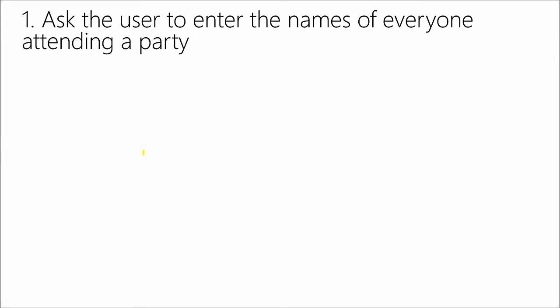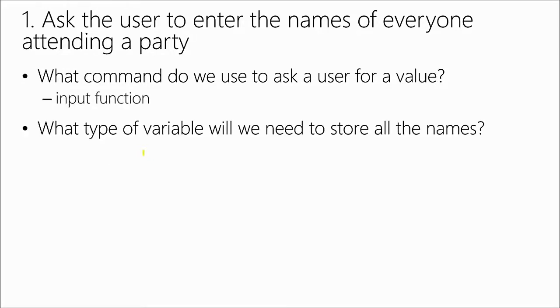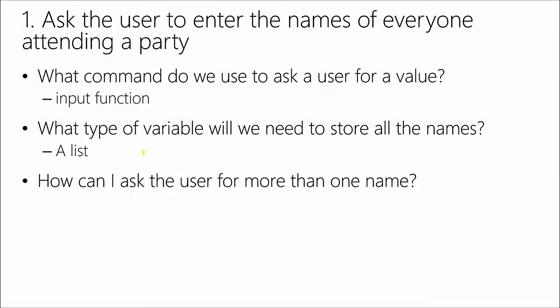And then you can think, well, I know you guys out there already know how to ask a user to enter values. That's going to be the input function. And what type of variable do we need to store the values? Because we have multiple names to store, we're going to need to create a list to hold the values. How do you ask a user for more than one name? Because I'm going to keep asking them for one name, after another name, after another name. So I'm going to need a loop.